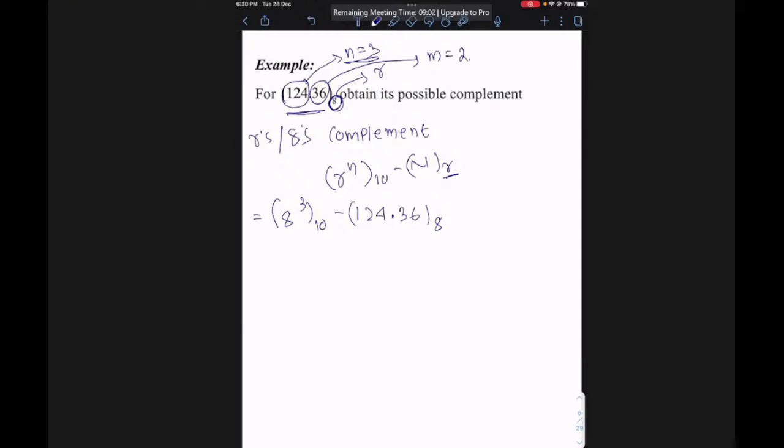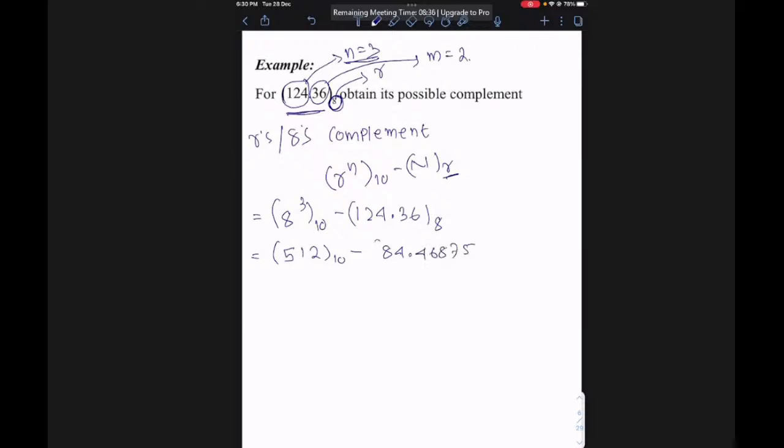If you find it out, 8 power 3, this is in base 10, is 512 in base 10. And this, I'm leaving it as a task for you: please convert this into base 10. Otherwise, how do you do the subtraction? Both bases should be the same, because we are more comfortable subtracting in base 10 compared to 8. So I will definitely advise you to convert this base 8 into base 10. If you do it, you'll get 84.46875. We have done the task.